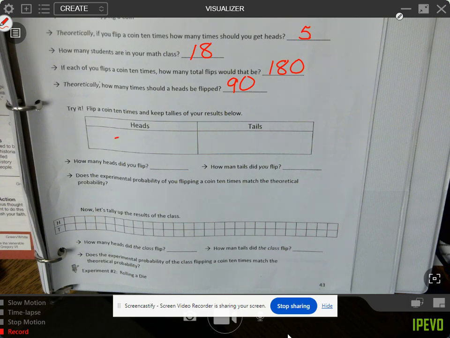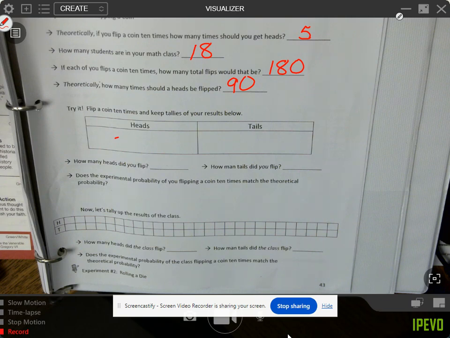So you did your own heads and tails flips and recorded it. Now we need to determine what happened with the class. How many heads and how many tails. So I'm going to go around each table and I'm going to call on you. How many do we have present today? 1, 2, 3, up to 20.